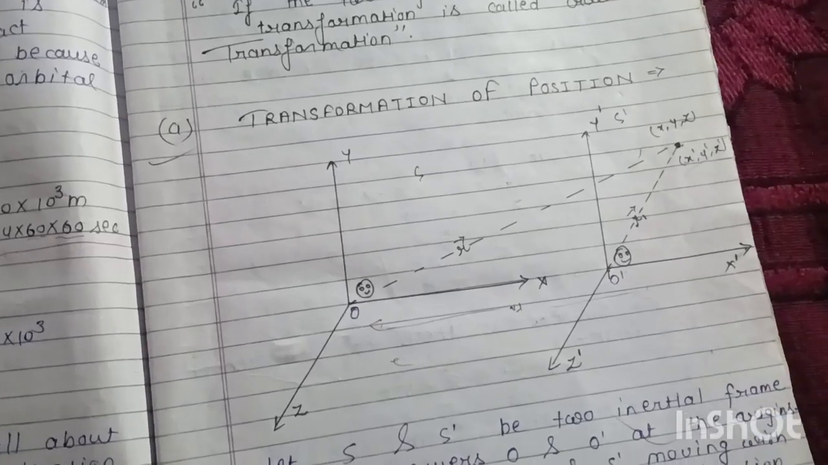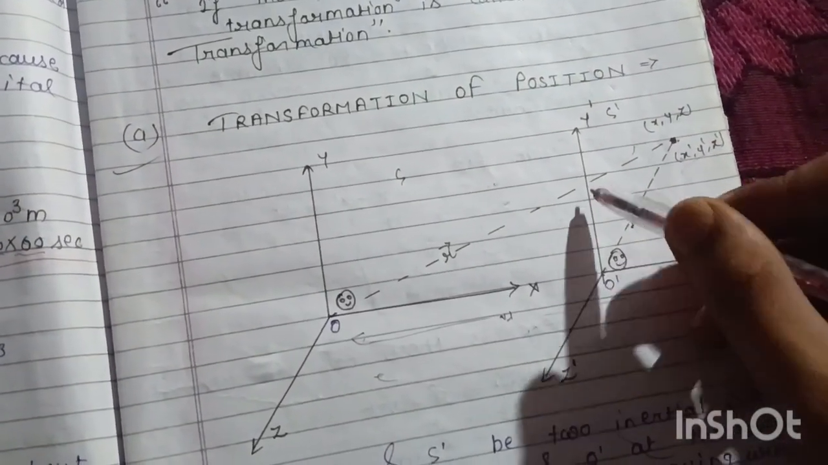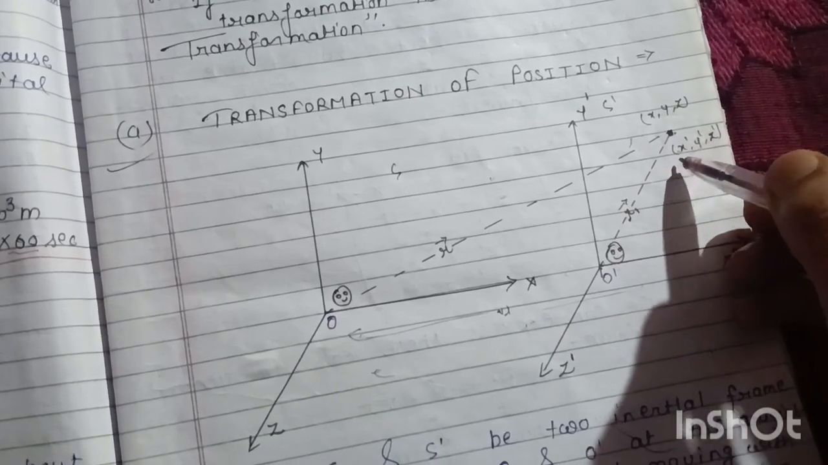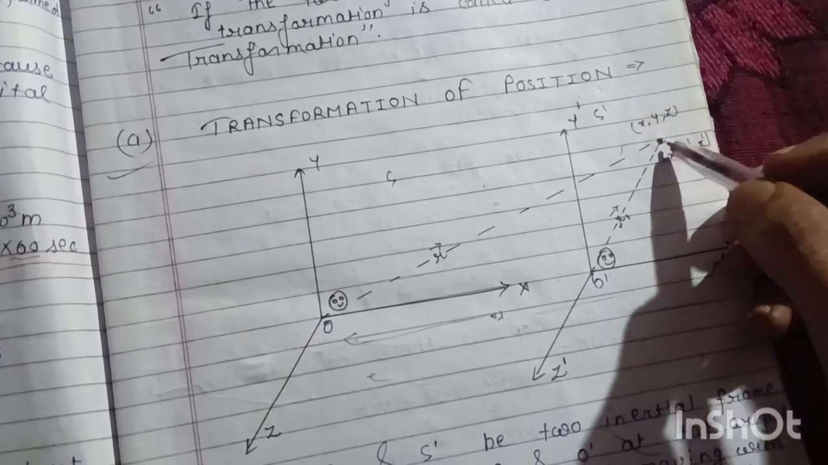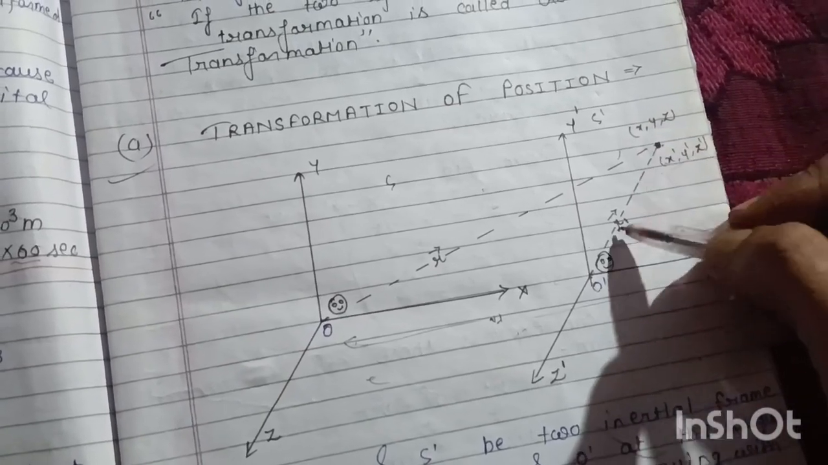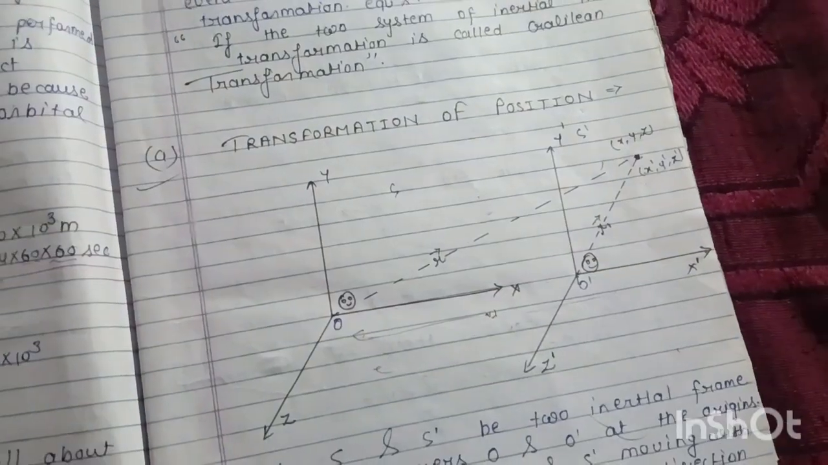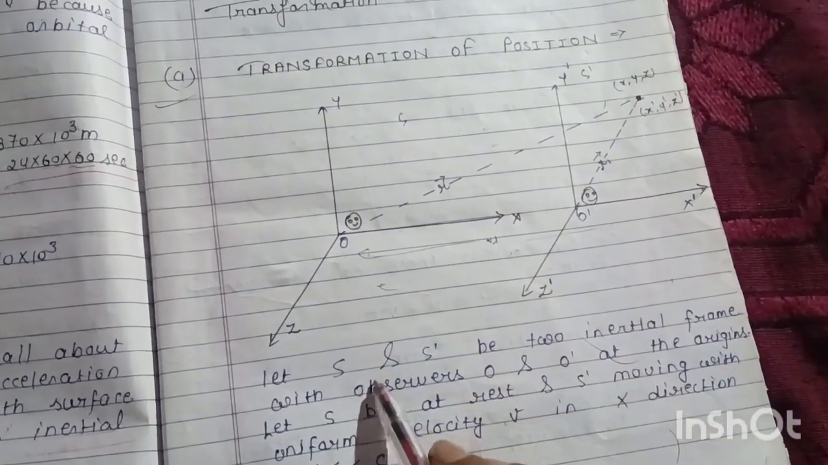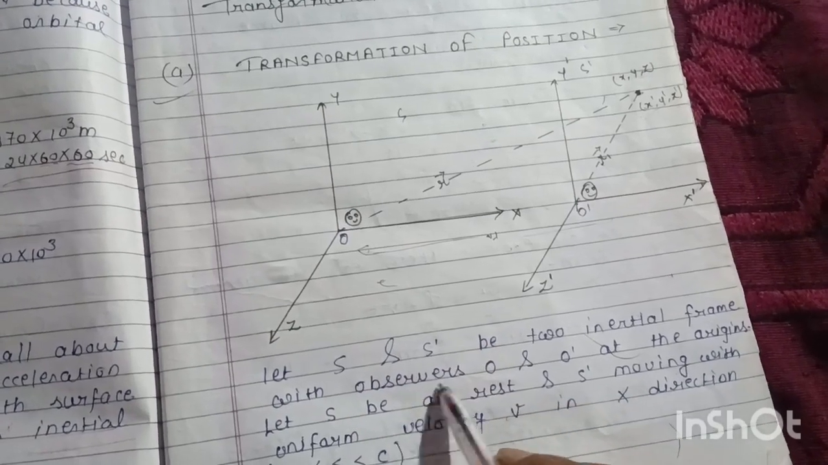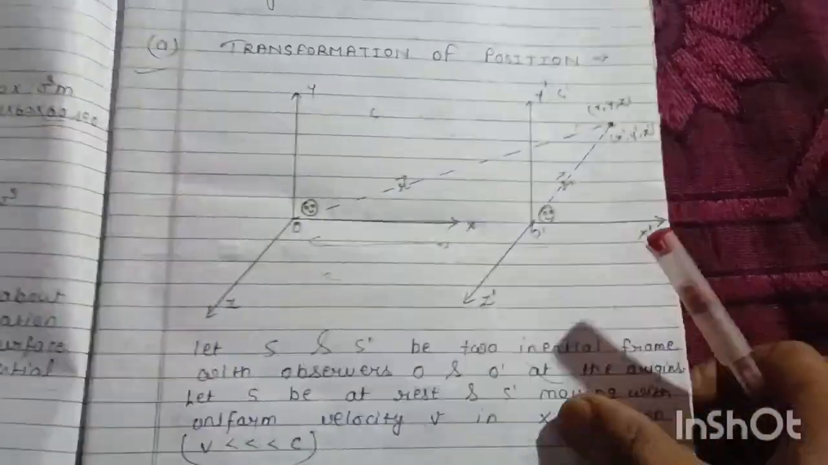Okay, so let's suppose this is a particle, and according to the first frame, this is the position of the particle, which is x, y, z. Let's suppose x, y, z is the position according to the first frame, and x dash, y dash, z dash according to the second frame. So I have written that there are two frames S1 and S2, and observers O and O dash. You can see this.